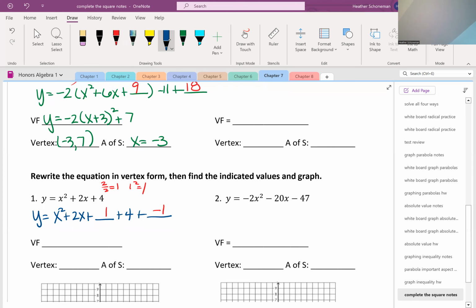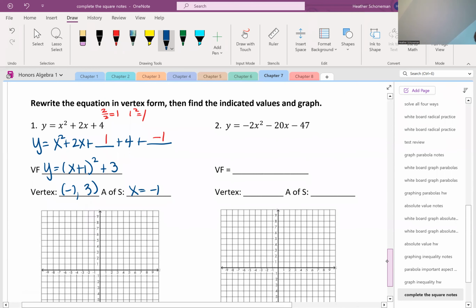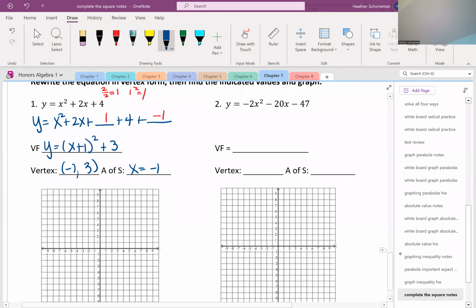I put a positive 1 on the left, so I need a negative 1 on the right. So now when I go to factor this, I have x plus 1 squared, remember half of 2 is 1, plus 3. So my vertex is negative 1, 3. Axis of symmetry is x equals negative 1. So if I go to graph that, I have to start at my vertex, which is negative 1, 3. This is a parabola, so I'm going to go over 1, up 1, over 2, up 4. And there is my parabola.